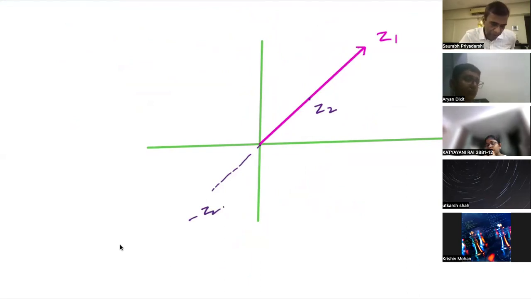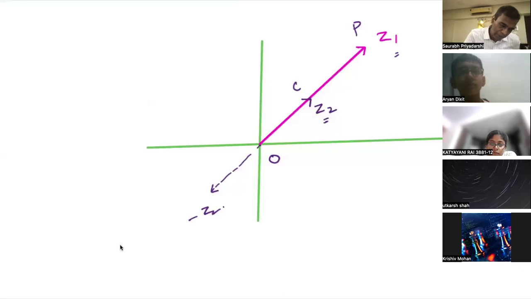What we require is Z1 plus Z2. If you see, Aryan, say this carefully: this is Z2, this is Z1. If this is Z2, then I'll get minus Z2 here. Is this okay? Yes, sir. This is O, this is P, this is Q prime.